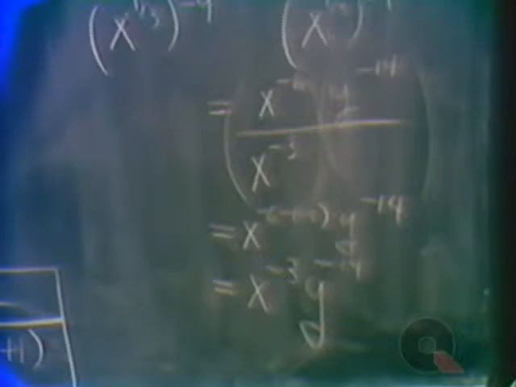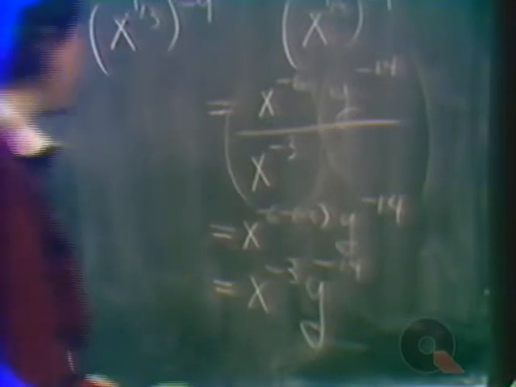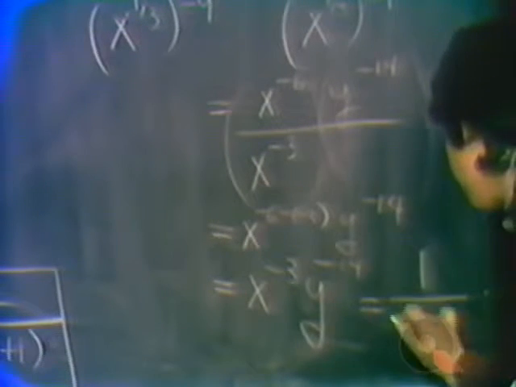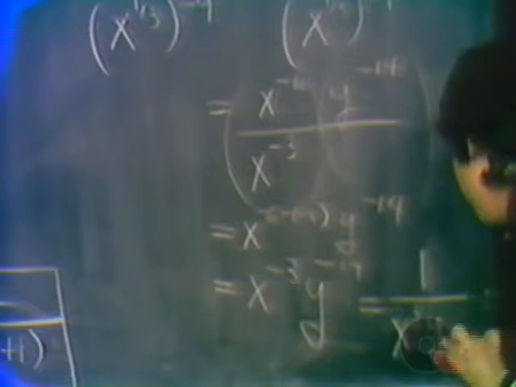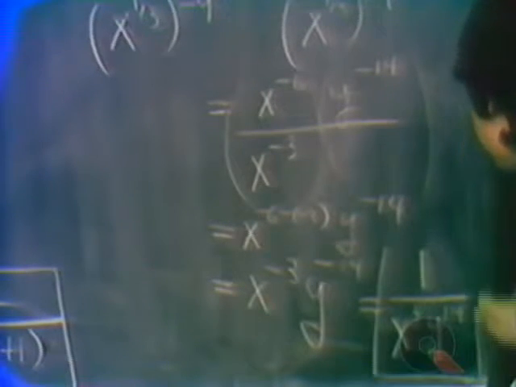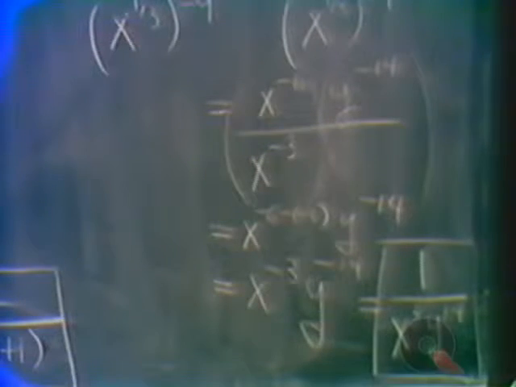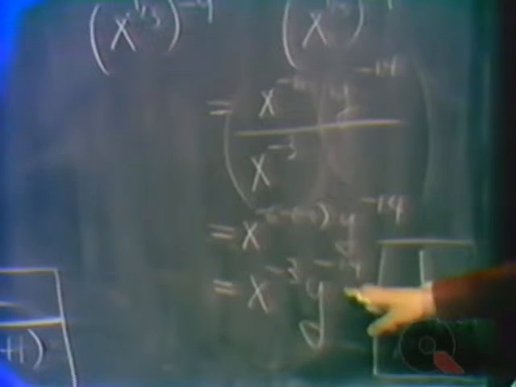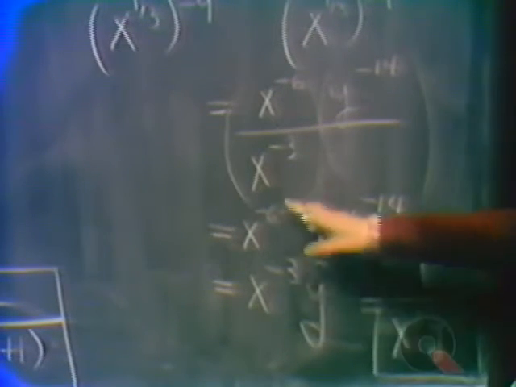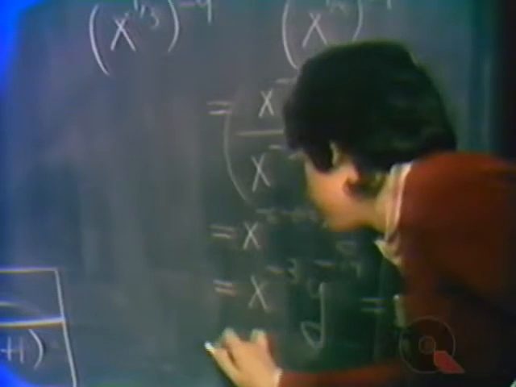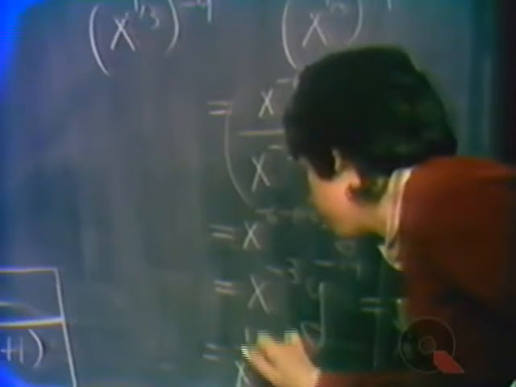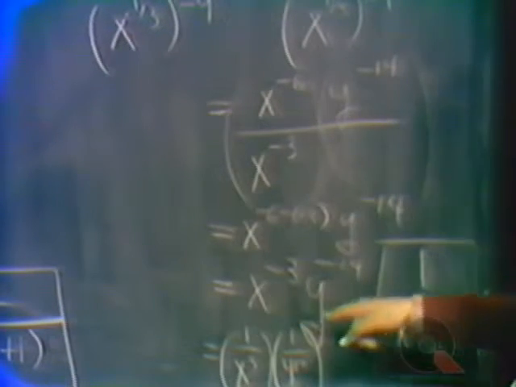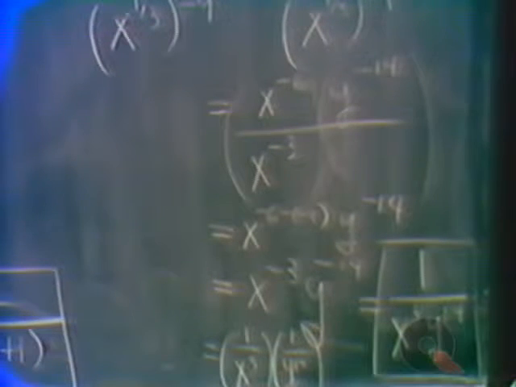And it says, write your answer using positive exponents only. We can write this as 1 over x cubed, y to the 14th. That is, x to the minus 3 is 1 over x to the 3rd power, and this is 1 over y to the 14th power, so it's 1 over x cubed times 1 over y to the 14th. You multiply the numerators, you get 1. You multiply the denominators, you get x cubed, y to the 14th.